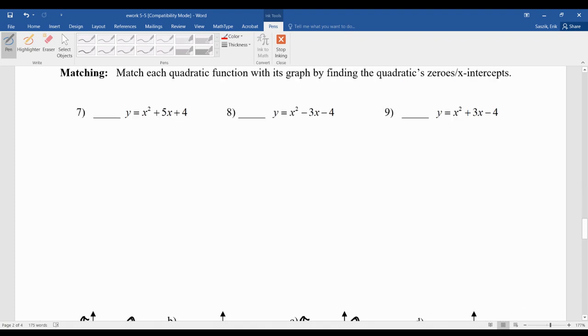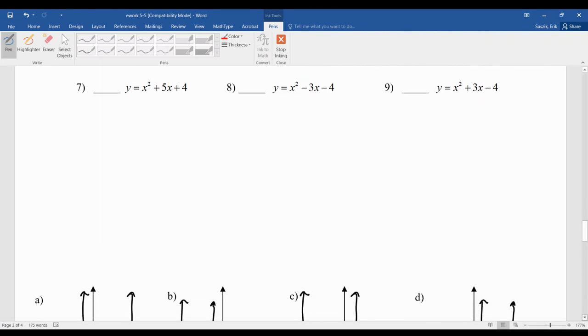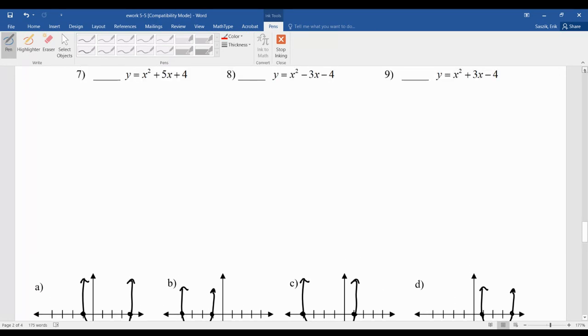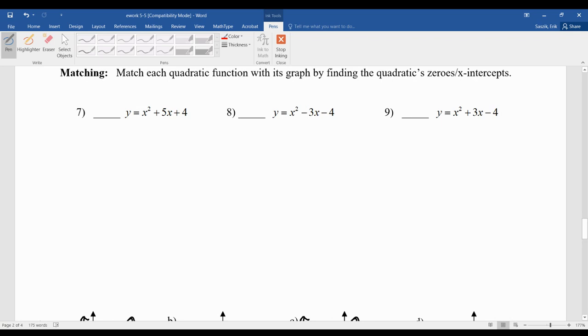All right. So this is kind of hard for me to do on this particular screen. It says match each quadratic function with its graph by finding the quadratic zeros. I'd like you to try to do this yourself if you're not going to the Zoom lesson. But take a look here.